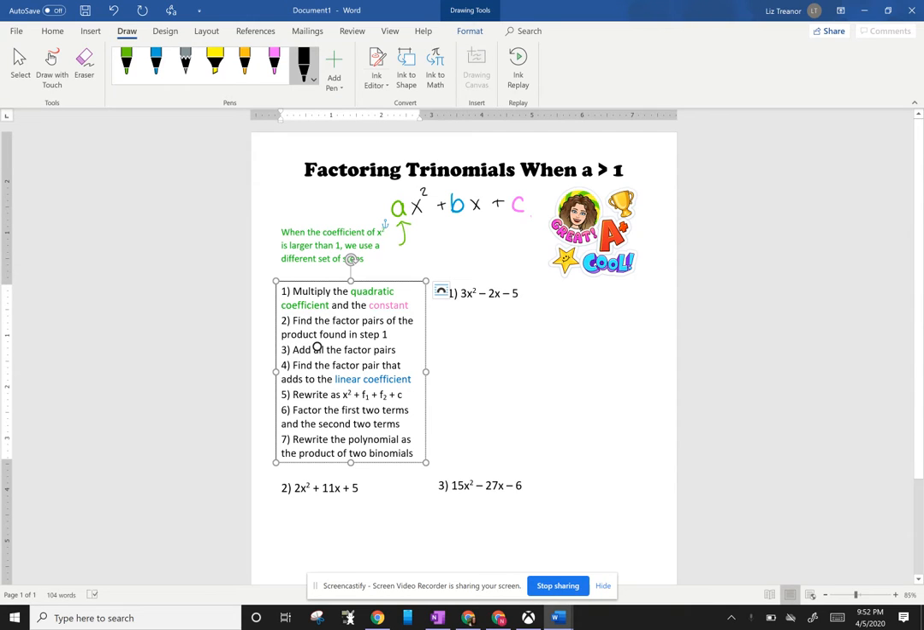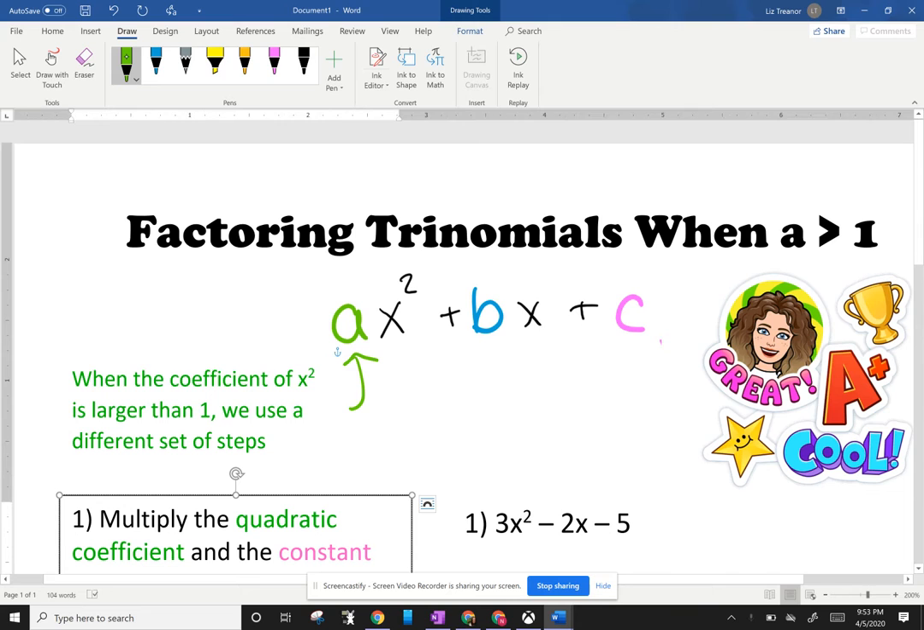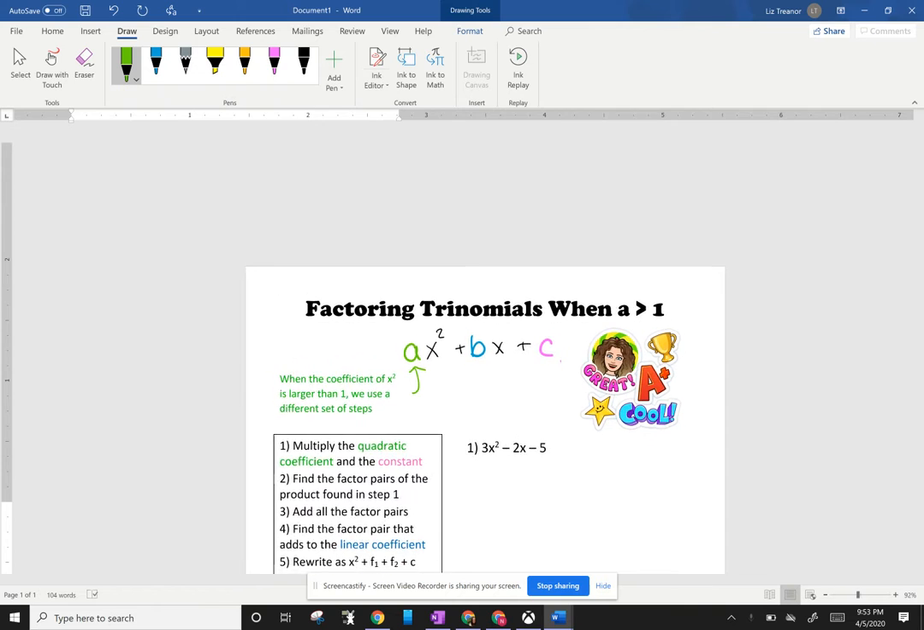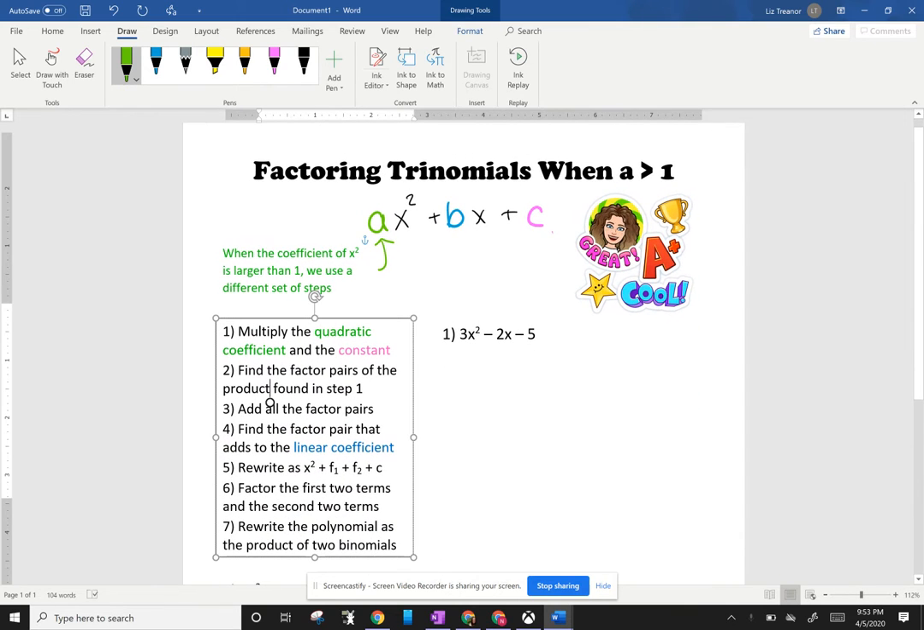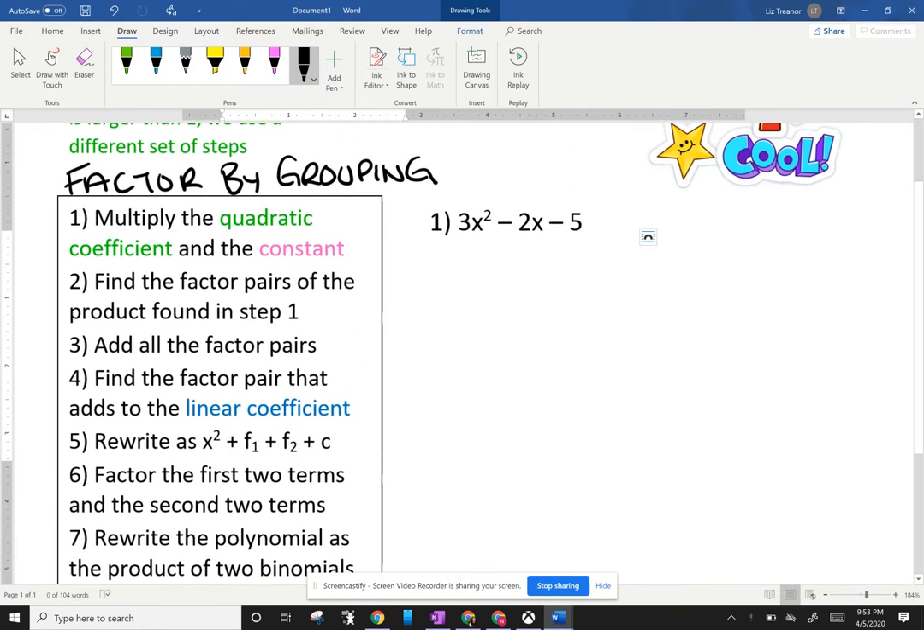So today we are going to be factoring trinomials when a is greater than 1. And just as a reminder, a is the quadratic coefficient. It's the number that is right in front of x squared. So when that is greater than 1, we have to follow a different set of steps. And this set of steps is what we call factor by grouping. So that's what we're going to do today, and I'm going to show you a few examples on how to factor by grouping.